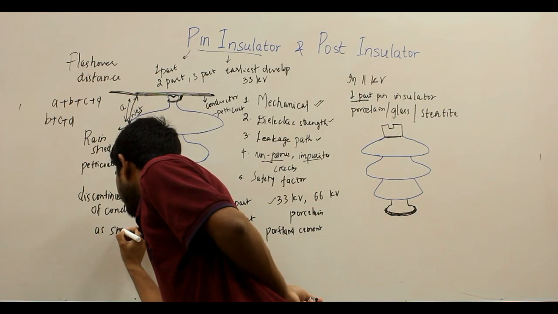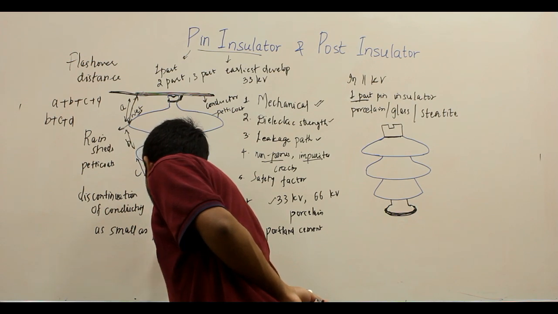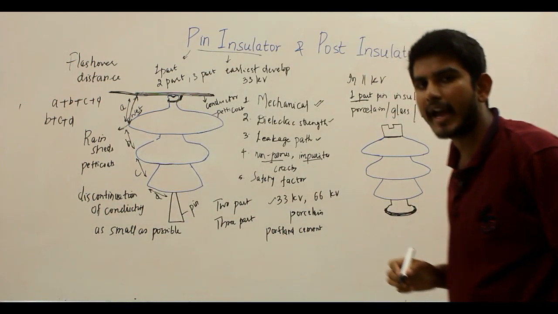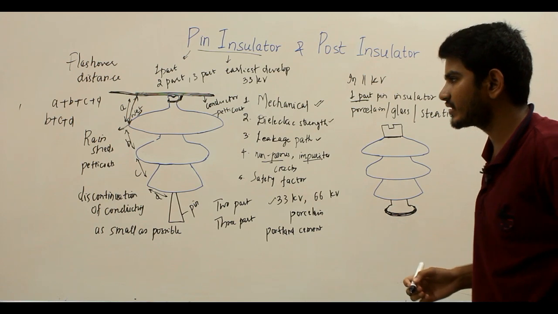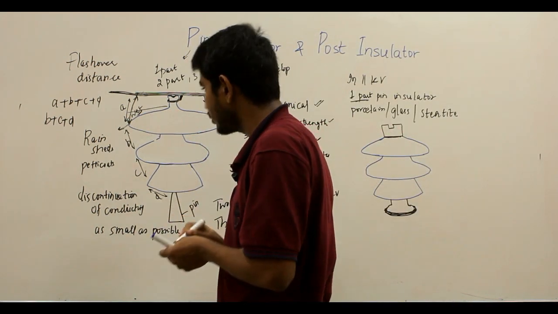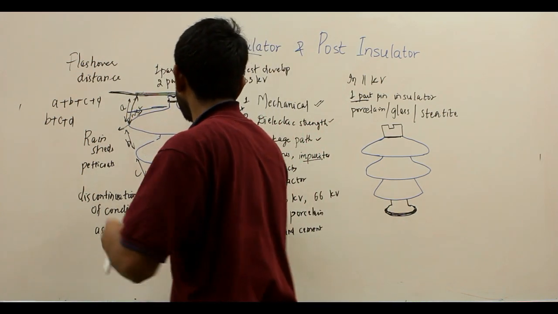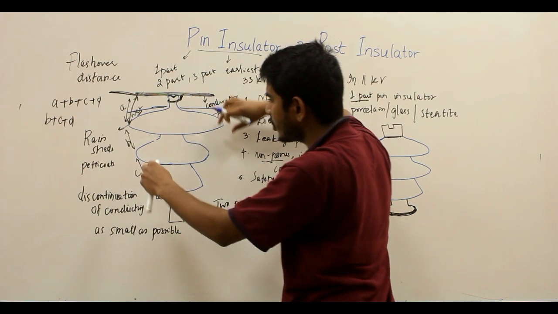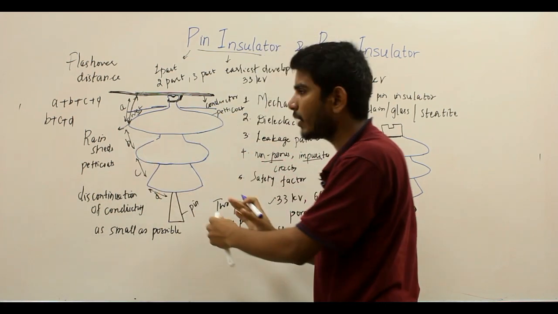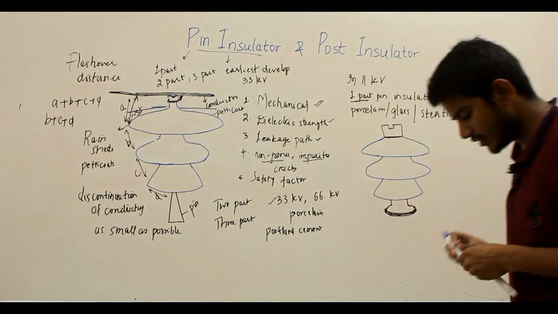The inclination of the top petticoat should be as small as possible in order to have the maximum flashover distance. So when the inclination is less, if I say this is my insulator, the inclination is like this, so this top petticoat will cover all the lower porcelain parts, and thereby you can have a good flashover distance. So this is one thing.